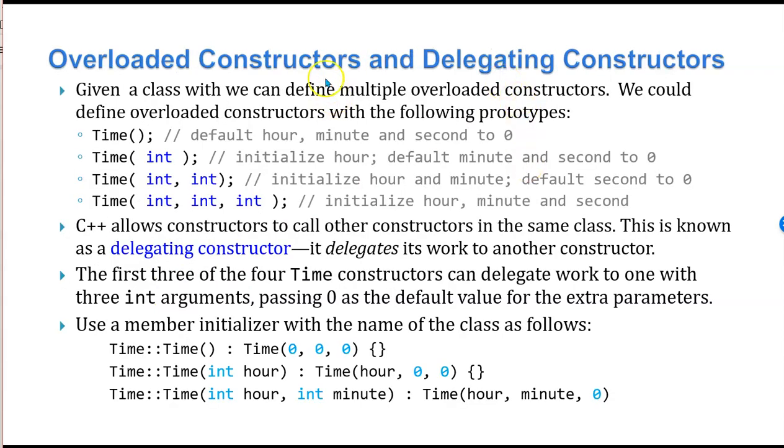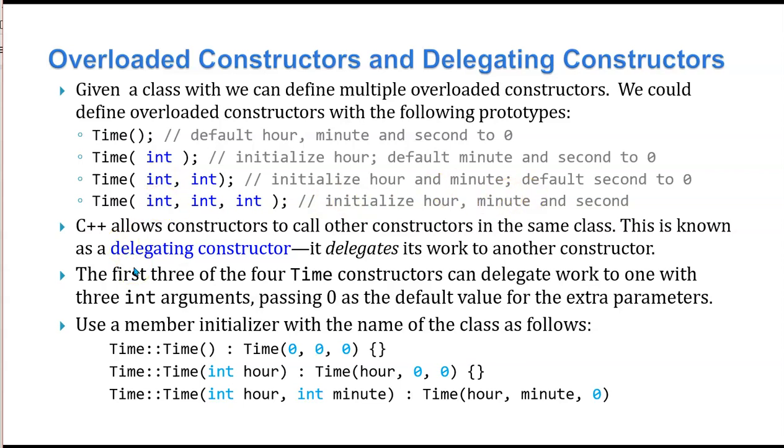So, you can overload constructors and use delegating constructors. Given a class, we can define multiple overloaded constructors with the following properties. For example, if we had a Time class, it uses default hours, minutes, and seconds, etc. Time would use default just minute and second. This would default just second, and this would default nothing.